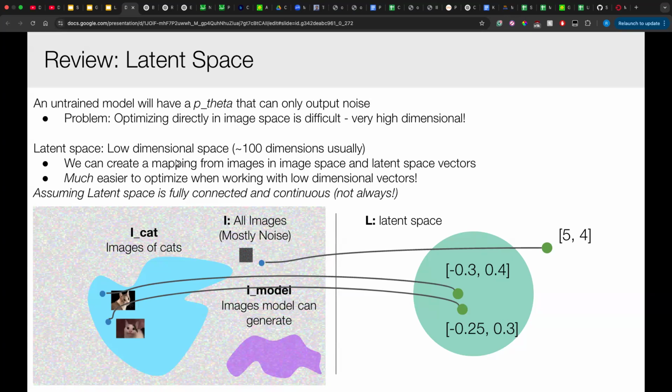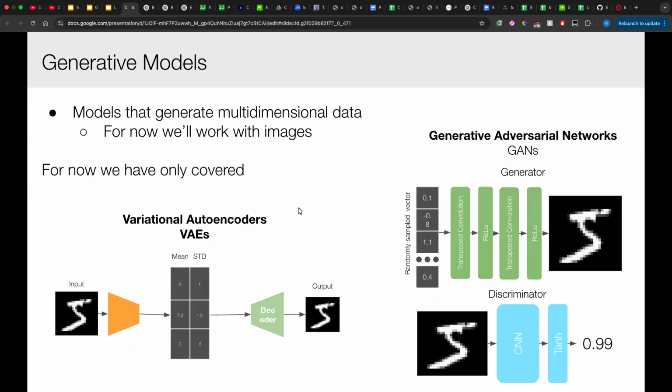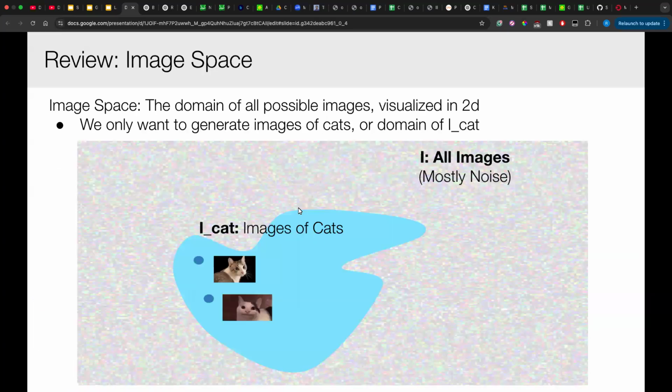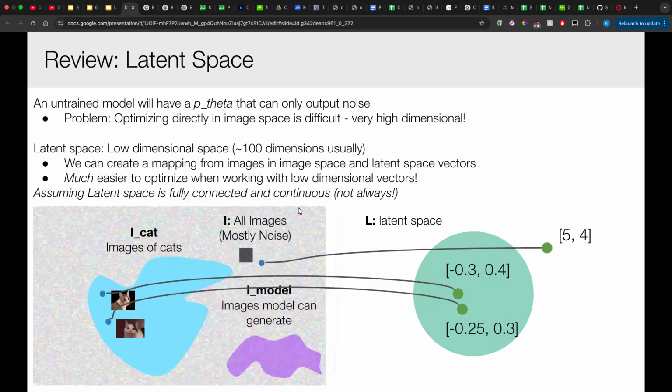So imagine latent space as a significantly lower dimensional space, right? If image space is over 3 million dimensions, latent space is oftentimes just 100 dimensions, fewer than 100 dimensions, something like that. In our case, we're just saying it could be 2 dimensions, right?